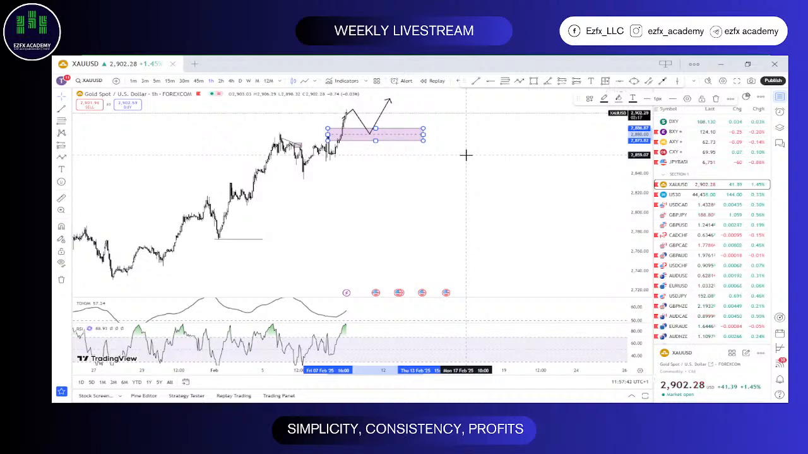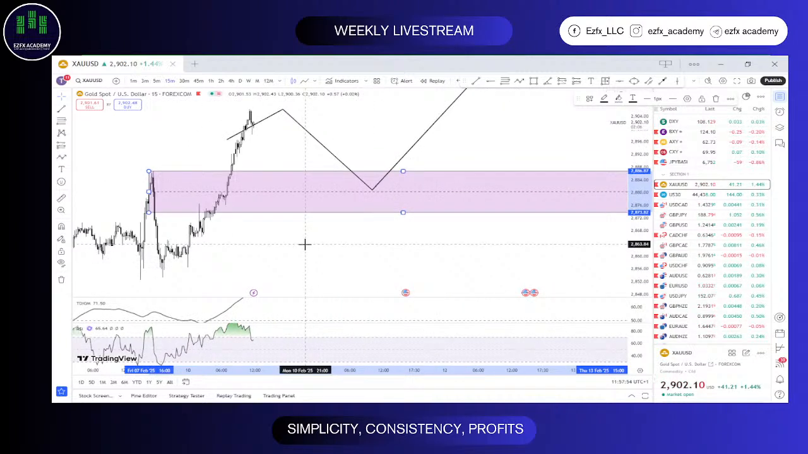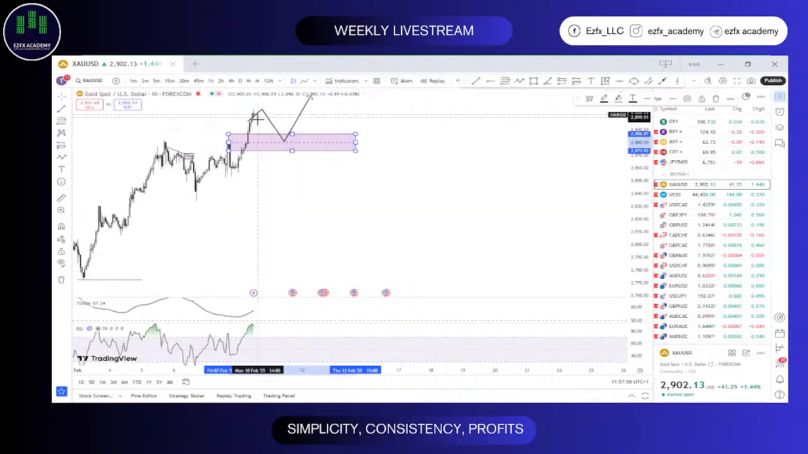Again, 2886.87 and 2873.82. If you are going to the lower time frames like the 15 minutes or even the 5 minute time frame, possibly you can just watch out for tangible rejections from the lower time frames before taking this trade. But I think we should be watching out for this to happen.